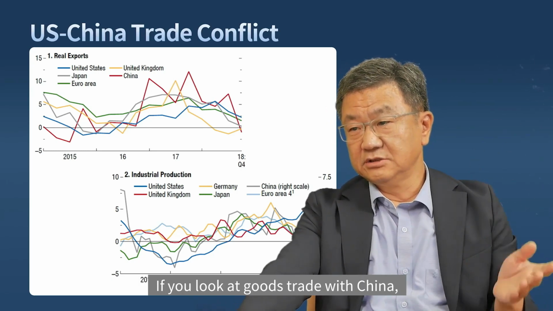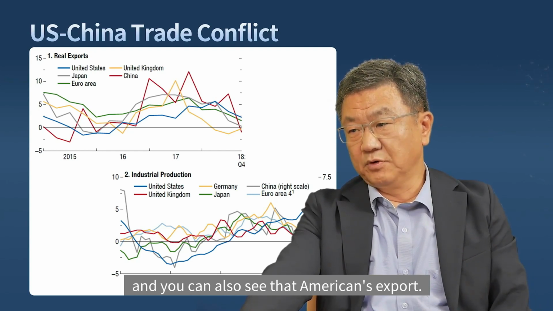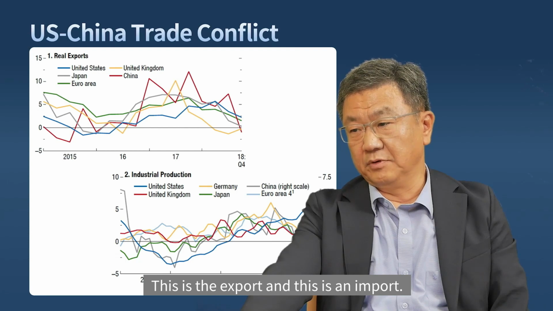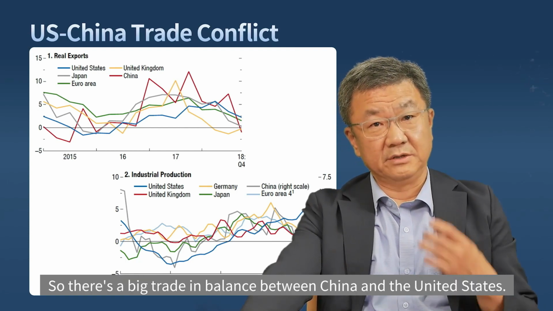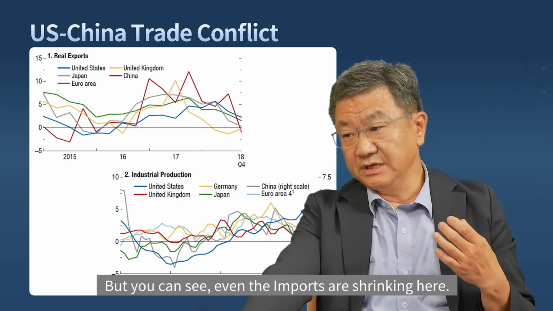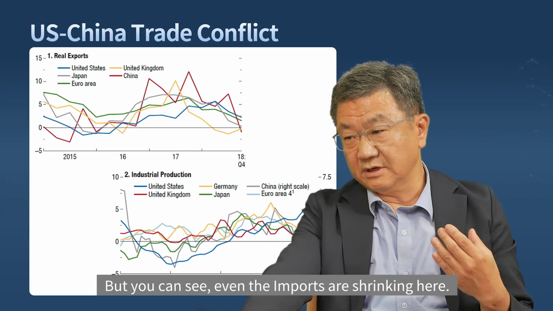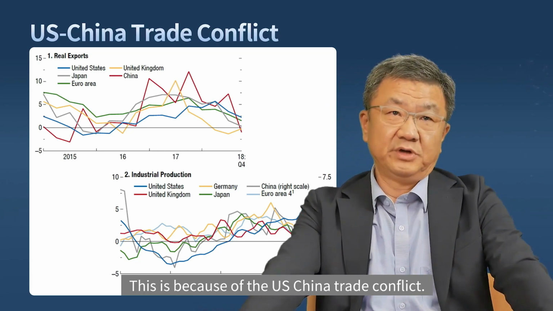If you look at goods trade with China, you can also see that Americans export, this is the export, and this is the import. They export very little, but they import a lot. So there's a big trade imbalance between China and the United States. But you can see even the imports are shrinking here. This is because of the US-China trade conflict.